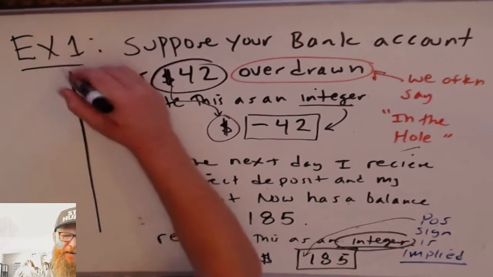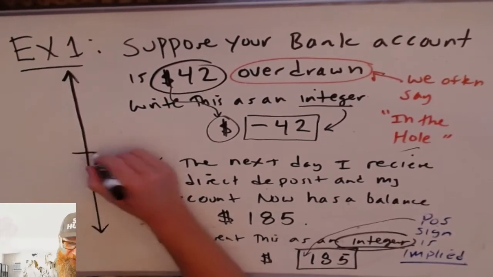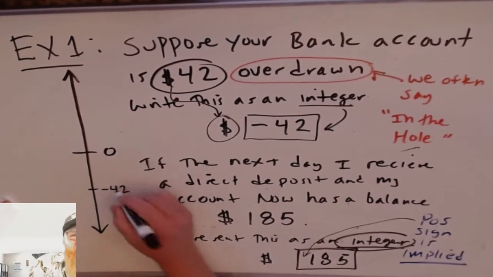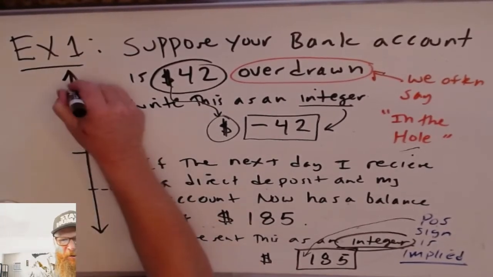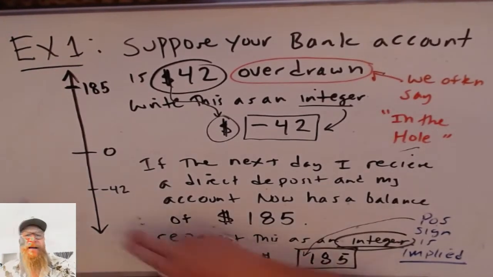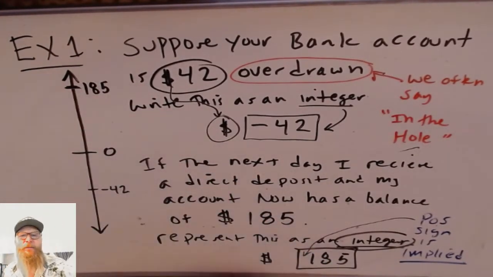Sometimes we draw our bank accounts vertically like this. You sort of have 0. You've got negative 42. That's down in the hole. And then you have, say, a positive 185 up there. I know my graph is not to scale, but that's one way of doing it.